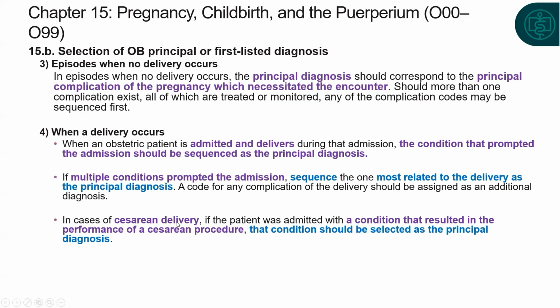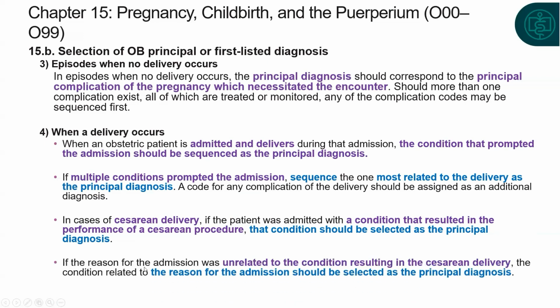In cases of a cesarean section, if the patient was admitted with a condition that resulted in the performance of a cesarean procedure, that condition should be selected as the principal diagnosis. If the reason for the admission was unrelated to the condition resulting in the C-section, the condition related to the reason for the admission should be selected as the principal diagnosis.